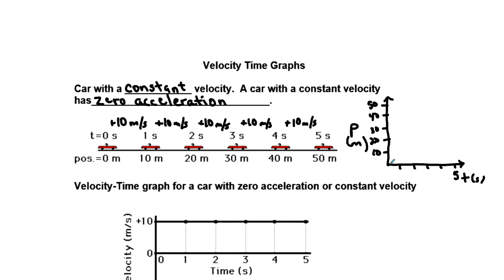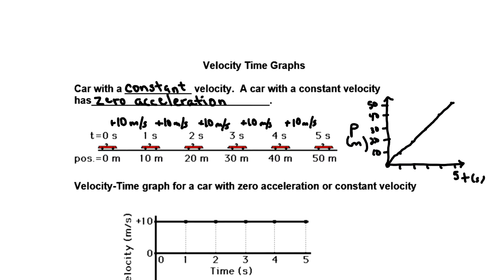So on a position time graph, we would have said, okay, well, at 0 seconds, we're at 0 meters. At 1 second, we're at 10 meters. 2 at 20, 3 at 30, 4 at 40, and 5 at 50. Right? So we would have shown the position of the car over the 5-second time interval. We would have got this nice positive slope here. So that was telling us that the object is traveling at a constant positive velocity.